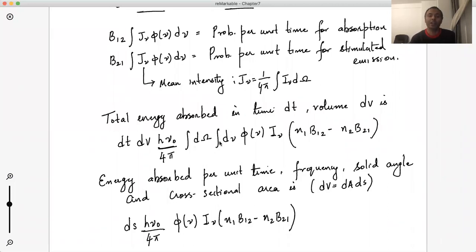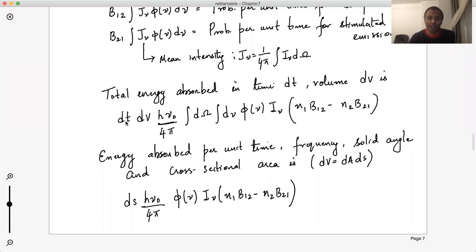And this is an integral over solid angle and an integral over frequency. Okay, so if I now ask what is the energy absorbed per unit time, per unit frequency, per unit solid angle, and per unit cross-sectional area, then I'm basically going to get ds, which is left over from dV equal to dA times ds, h nu by 4 pi, and the profile function phi nu, and then this whole quantity here.